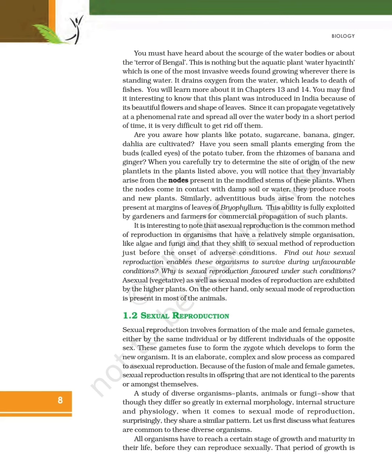You must have heard about the scourge of the water bodies or about the terror of Bengal. This is nothing but the aquatic plant water hyacinth, which is one of the most invasive weeds found growing wherever there is standing water. It drains oxygen from the water, which leads to death of fishes. You will learn more about it in chapters 13 and 14.